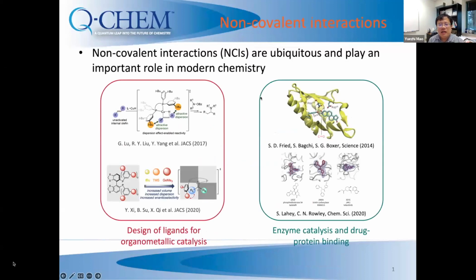So today, the topic of this session is energy decomposition analysis, and energy decomposition analysis (EDA) is a type of computational method specifically for studying non-covalent interactions. As we all know, non-covalent interactions play an essential role in many areas of modern chemistry, including molecular catalysis, enzyme catalysis, protein-ligand binding, and so forth.